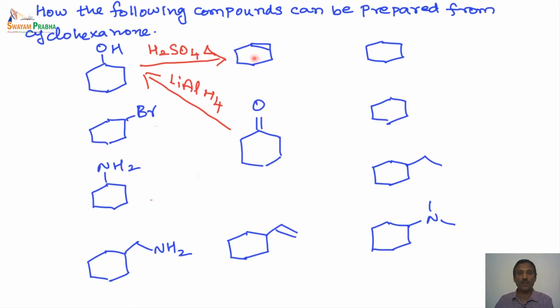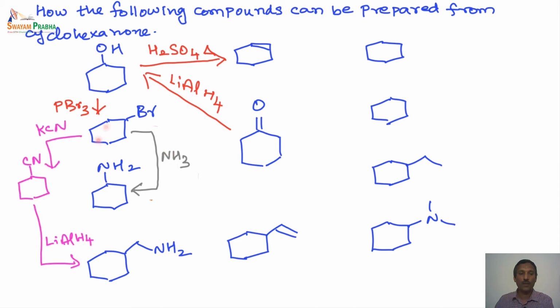This can be prepared very easily from the corresponding alcohol. And the hydroxyl can also be converted to the halo derivative by treatment with PBr3. And this bromine can be converted to the amino derivative by treatment with ammonia. And in the same way the bromine can undergo nucleophilic substitution reaction with cyanide to produce the cyano derivative, which on lithium aluminum hydride reaction gives the amino derivative.